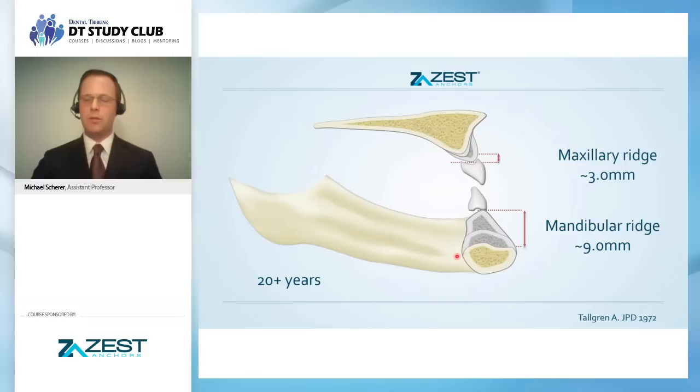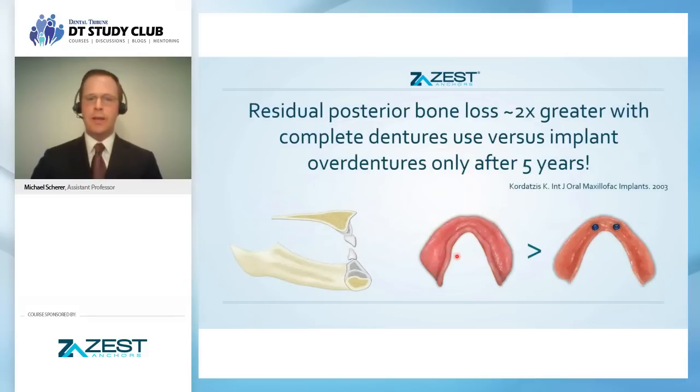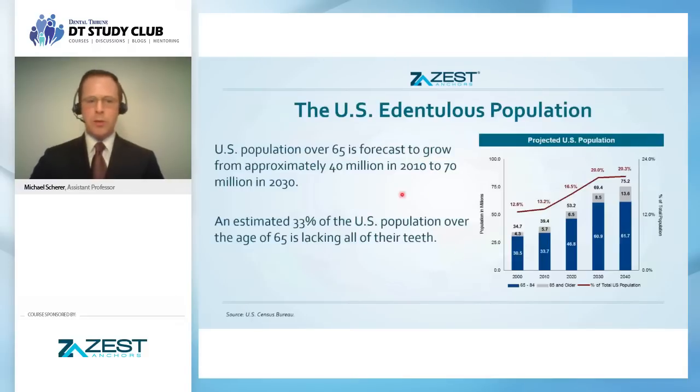We do know that residual bone loss is up to 2 times greater with complete dentures versus the use of an implant overdenture prosthesis after 5 years, and this has been pretty well proven. We also know that the US population is expected to grow.